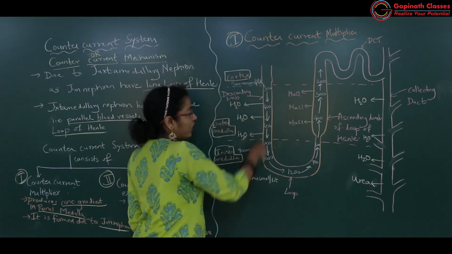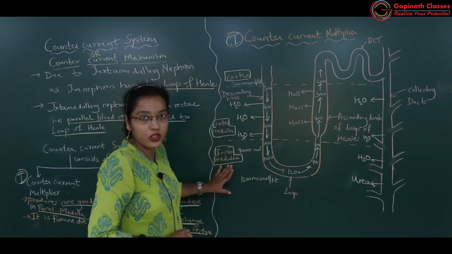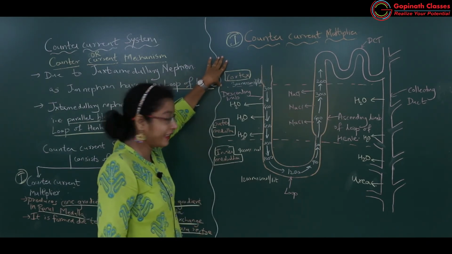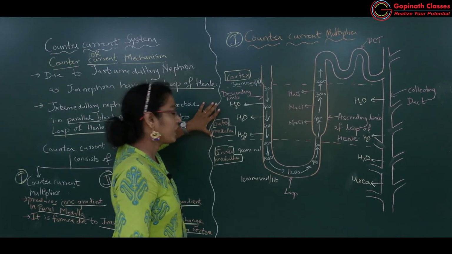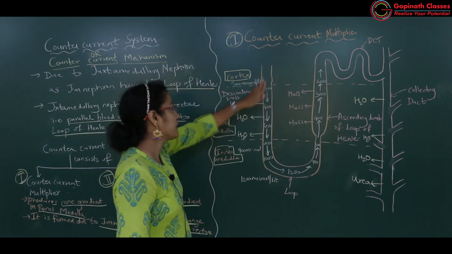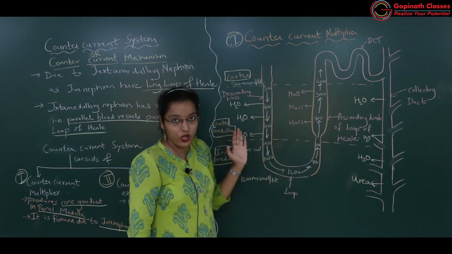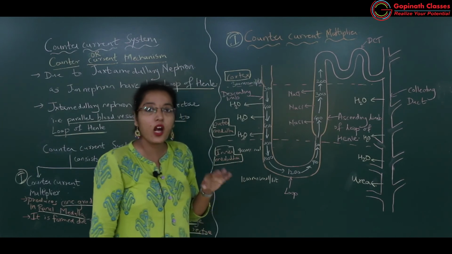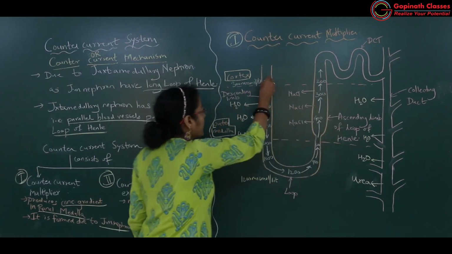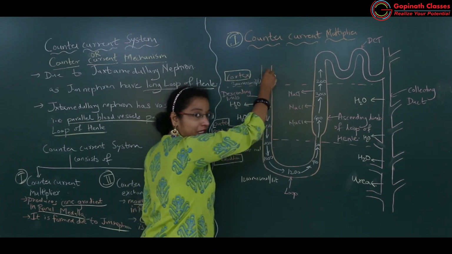I have drawn the diagram wherein I have indicated the regions of the kidney. This is the cortex, which is the outer region of the kidney. This is the outer medulla and this is inner medulla. This is loop of Henle of juxtamedullary nephron. Juxtamedullary nephron का loop of Henle बहुत बड़ा रहता है. So here this is part of the PCT.